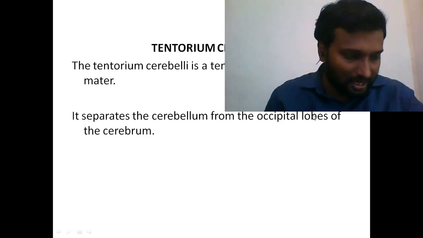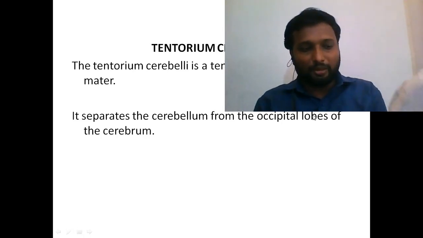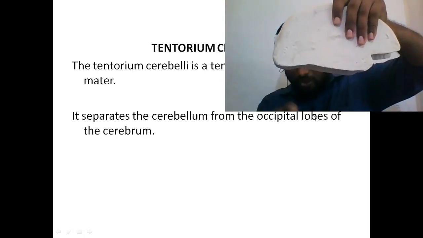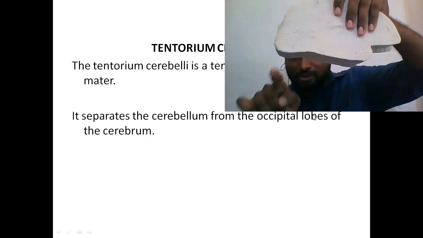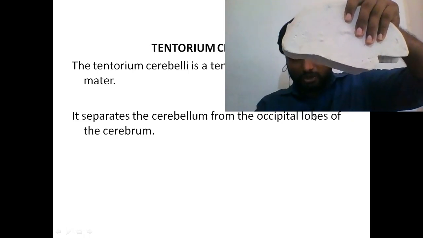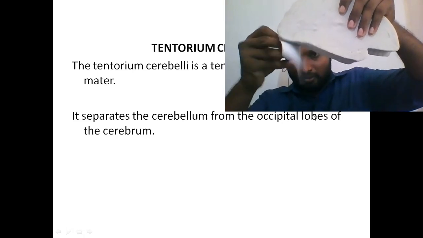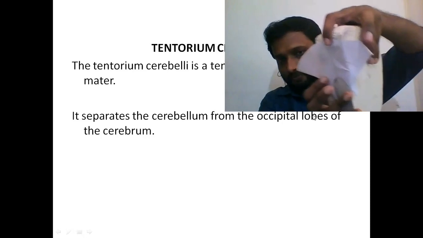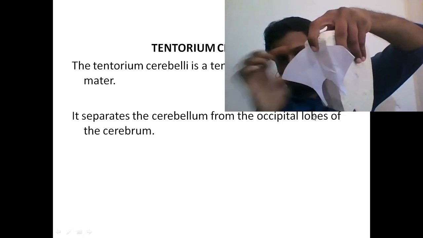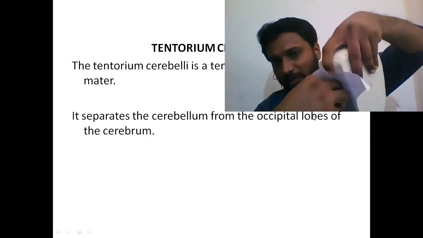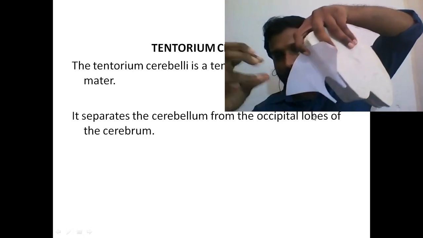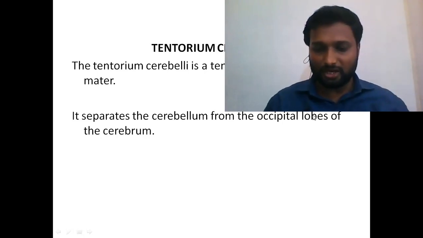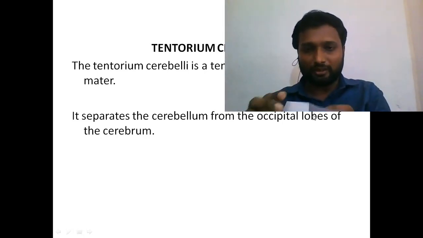Now where it is seen: it separates the cerebrum from the cerebellum. See, this is the cerebrum, and below the cerebrum comes the cerebellum. This is the location of the cerebellum. It is seen below the cerebrum and above the cerebellum. Imagine my right hand as the cerebellum. So it separates the cerebrum from the cerebellum. This tent-shaped fold is known as the tentorium cerebelli.